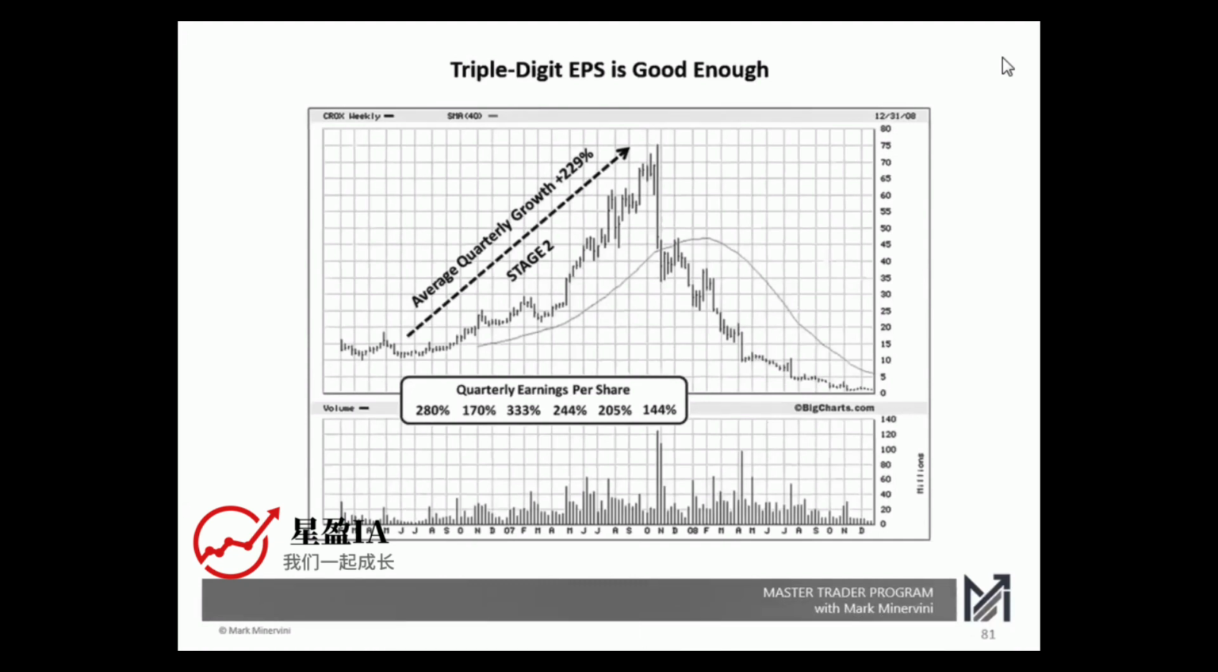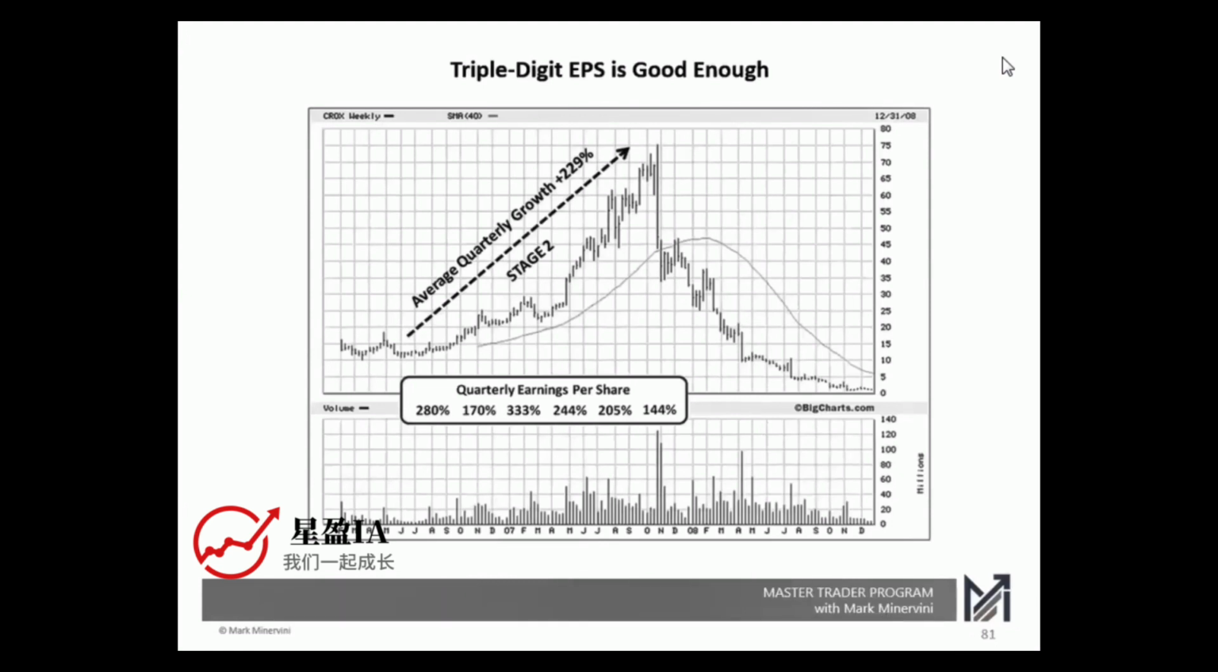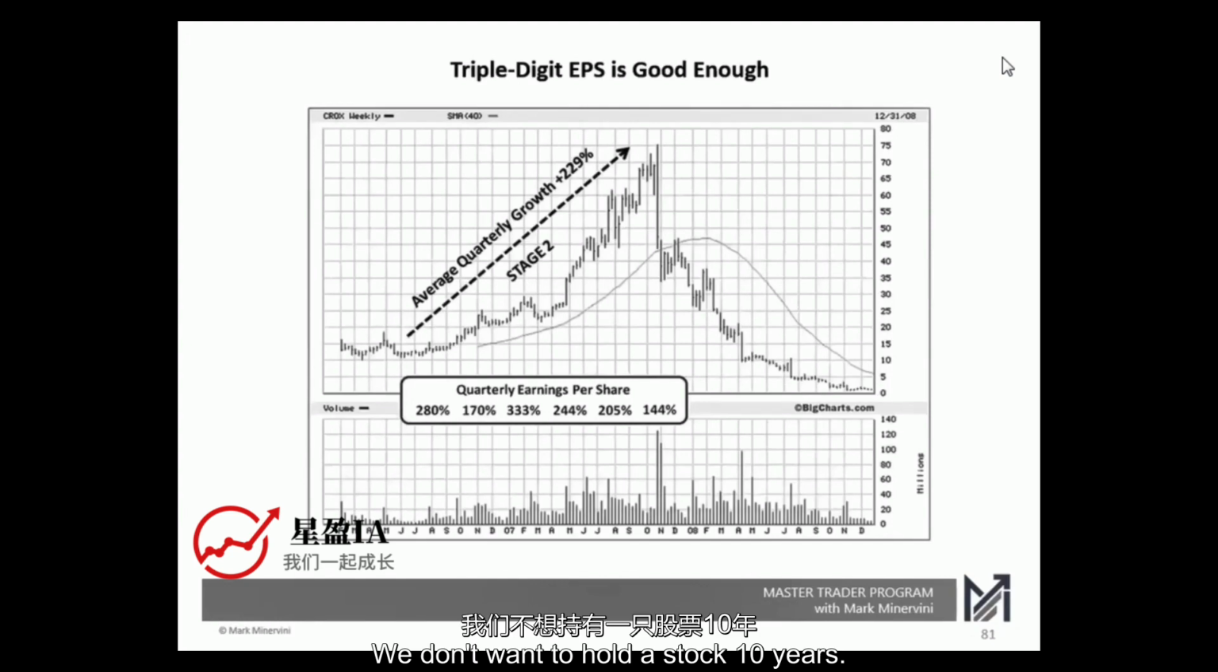That's right. And what David's saying is that you don't have to find the stock that's going to grow these earnings for the next 10 years and find the next Amazon. What we're trying to do is get the big winners that make big moves in the shortest period of time. We don't want to hold a stock 10 years. We'd like to hold the stock for 6 months if we can, make a big move and then go on to the next one. So there's an opportunity here.